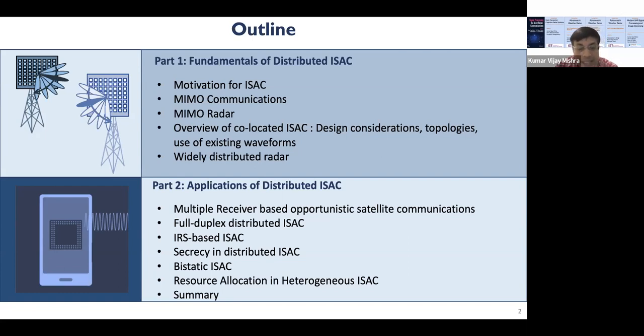There is a lot of interest in intelligent surfaces these days, so we have done some recent work on IRS-based ISAC. We'll also look into some secrecy rate applications in this distributed ISAC scenario. Later on, Bhavani will pick up with bistatic ISAC in a vehicular scenario, and we'll finish with resource allocation and a very brief overview of passive distributed ISAC.